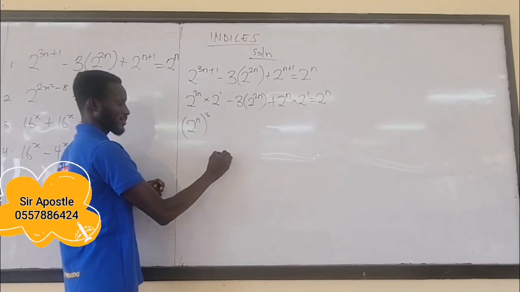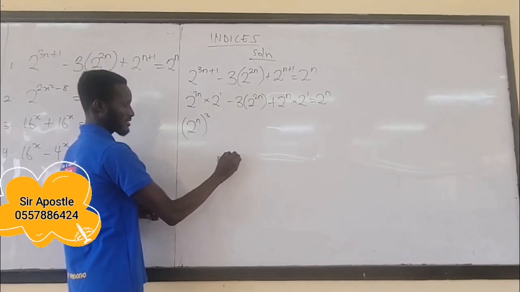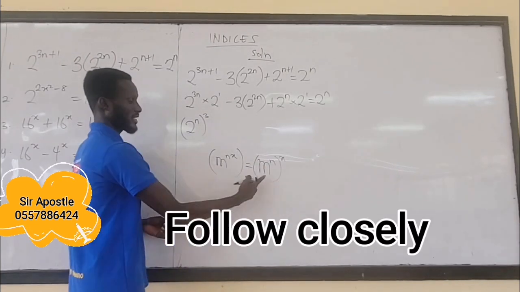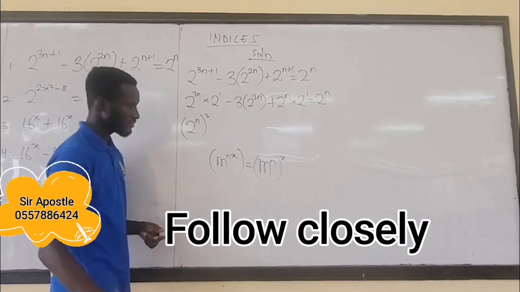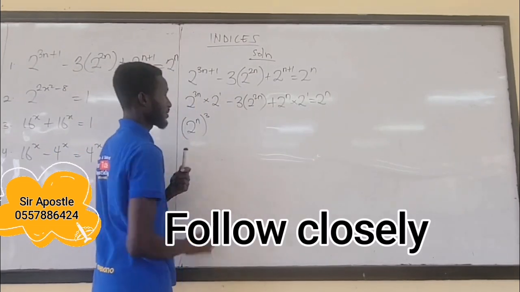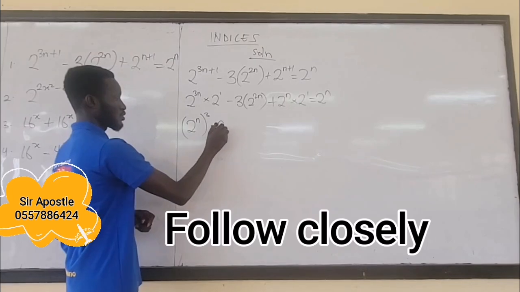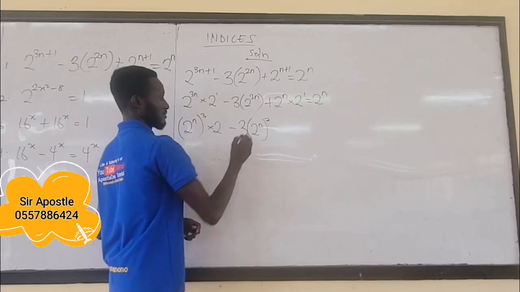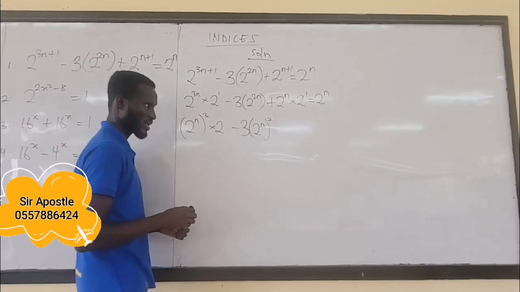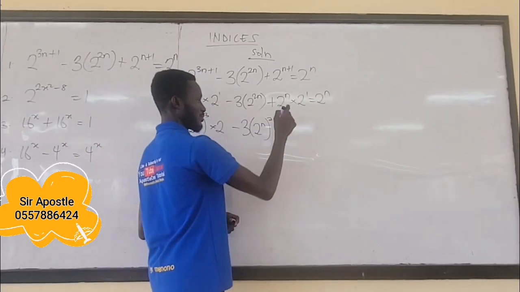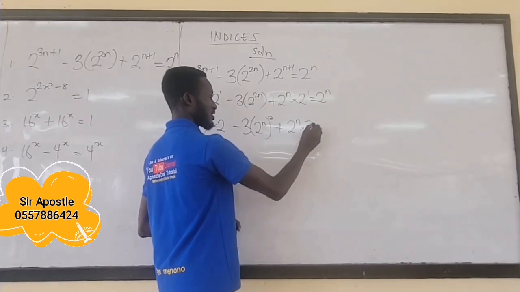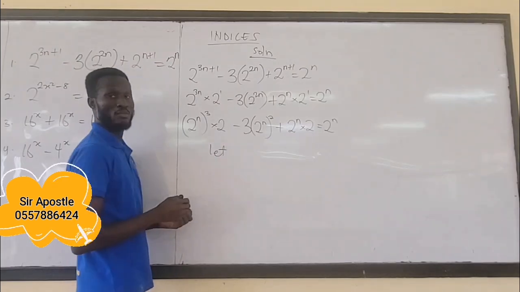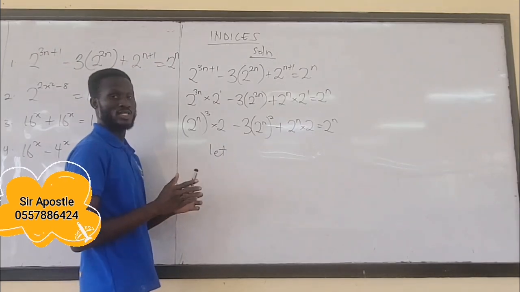Just like if you have m exponent n x, this one is the same as m exponent n all multiplied by x. So whether like this or like this, they are all the same thing. That is what I am applying here. So at this point, we have times 2. Now, minus this one is the same as 3 multiplying 2 exponent n. So I'm separating all the 2 exponent n so that we'll do substitution. Plus we have 2 exponent n here, multiplying 2 exponent 1, which is 2, then we have 2 exponent n. At this point, I'm going to use a variable to represent 2 exponent n to make the calculation very simple.